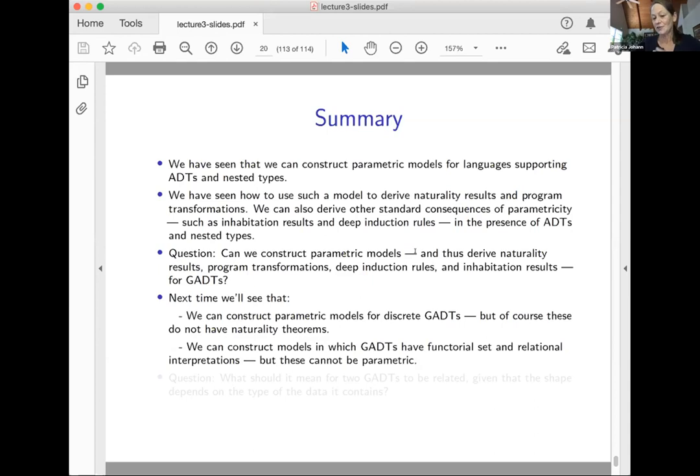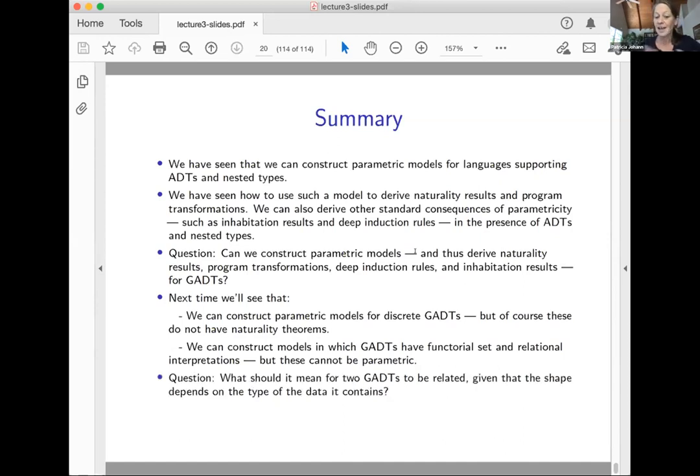If you're looking at your GADTs as being functorial, if you want your GADTs to have a functorial semantics, yeah, you can make relational interpretations, but you're not going to be able to make a parametric model. And that's what I'm going to show you next time.